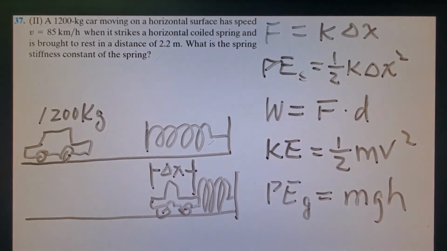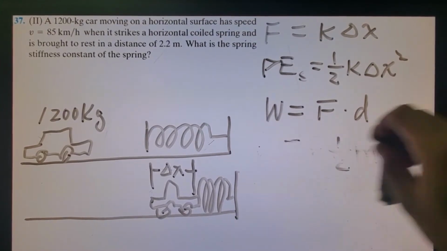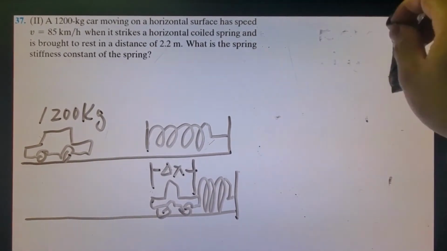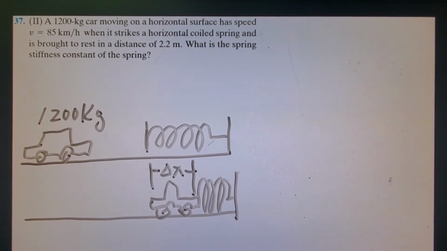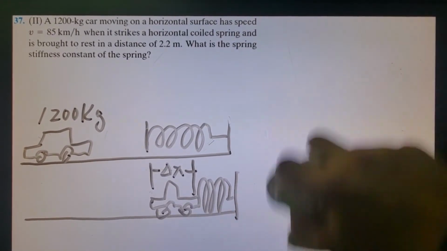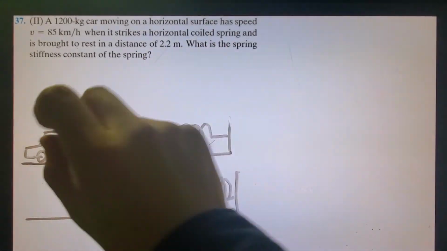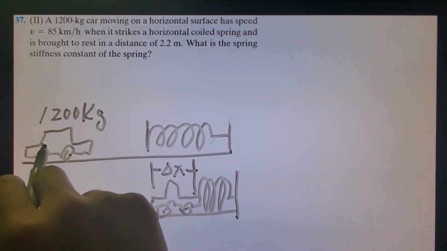If we set up the equation for conservation of energy, it will be potential energy plus kinetic energy in the initial state, equal to potential energy plus kinetic energy in the final state.